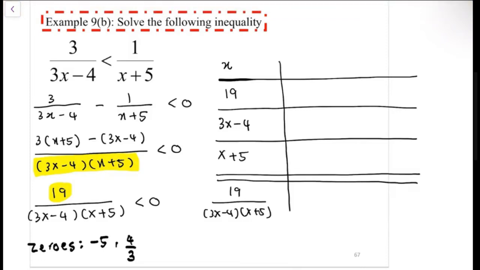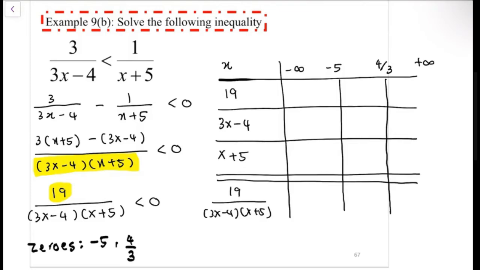Okay, now we may start with our column. So always begin with negative infinity. Next on the line would be -5. After that, we have 4/3. And then the last one would be positive infinity.